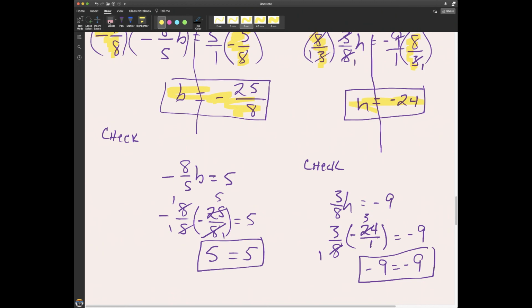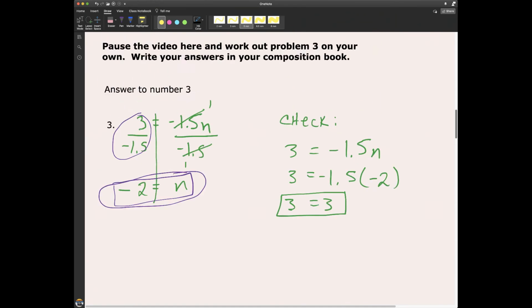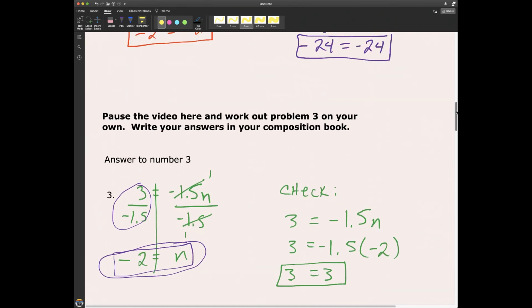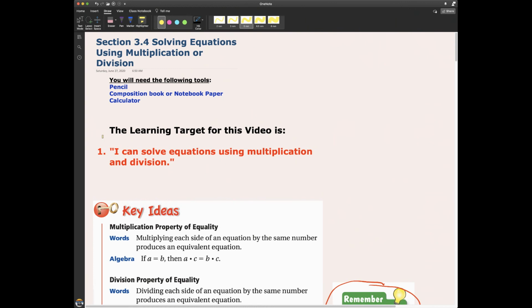Okay, so that's what I wanted to cover in this section, section 3.4. Hopefully that was helpful for you. Bring your questions to class if you have them. No reason to be confused about this. You're going to get a lot of practice. Okay, so hopefully you feel more comfortable in solving equations using multiplication and division. Usually students find this section to be easier to manage than section 3.3, which is fine.